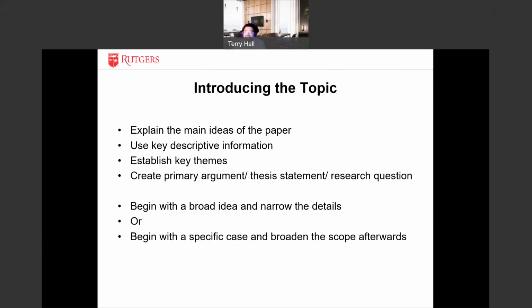When introducing a topic, explain the main ideas of the work. Use key descriptive information, establish key themes, and create a strong primary argument, thesis sentence, or research question according to the project that you're doing.